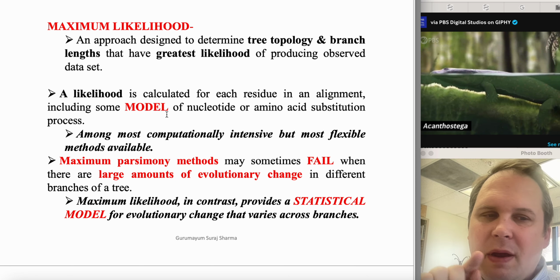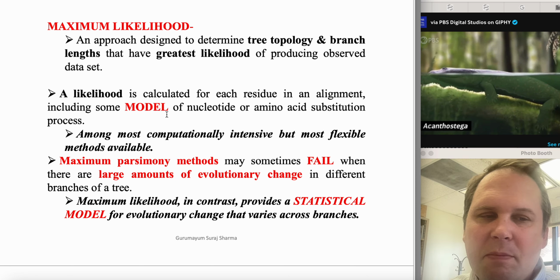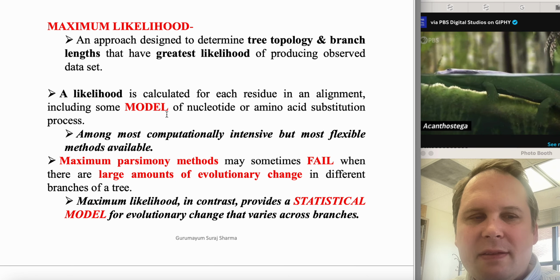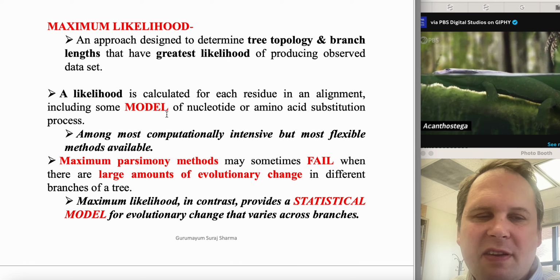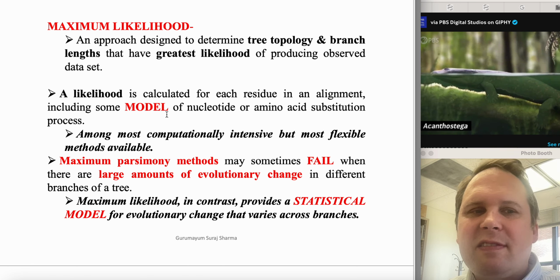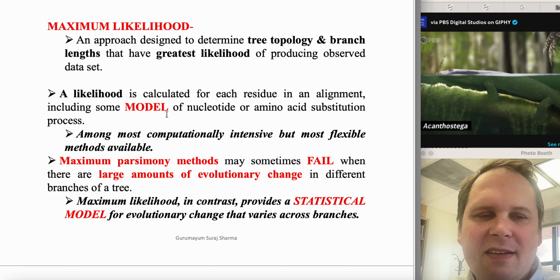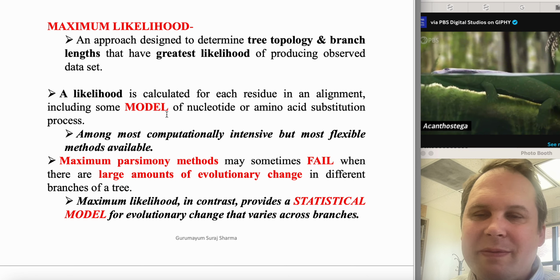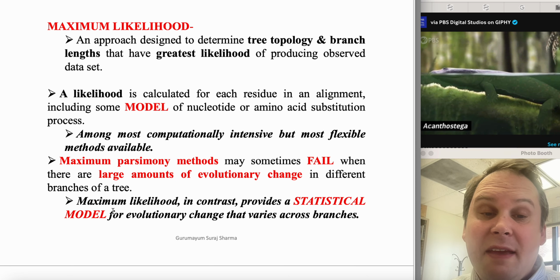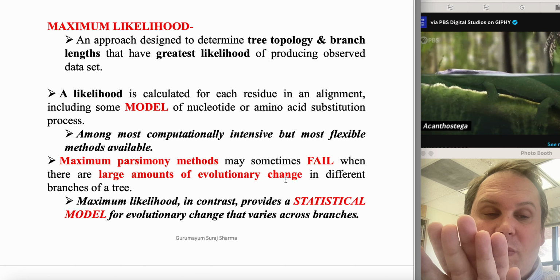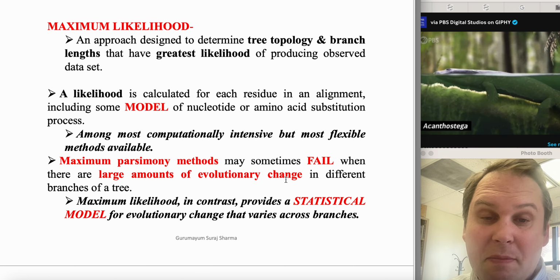set. Problem is, these methods take in more data into account, but that means it takes longer to actually run the method. So it's a really good way to do it when you have enough data to be able to do a good job with it. And if you have too much data, this may not work. If there are large amounts of evolutionary change and you can't tell what should be lined up with what, then maximum parsimony may fail.